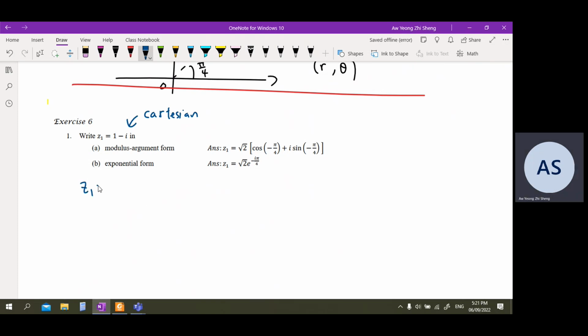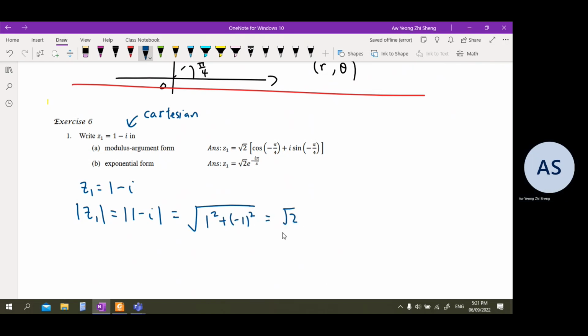You are given z1 equals 1 minus i. So Cartesian form gives you the information x and y, where x is 1 and y is -1 in this example. To convert to modulus argument form and exponential form, you will need the polar information, which are r and theta. What is your r? It is actually the modulus of your complex number z1. So the modulus of z1 is the modulus of 1 minus i. By the formula for modulus, you have surd of x squared plus y squared, which gives you surd 2. In pure maths, we always leave the surd in surd form, and we don't convert to decimals unnecessarily.